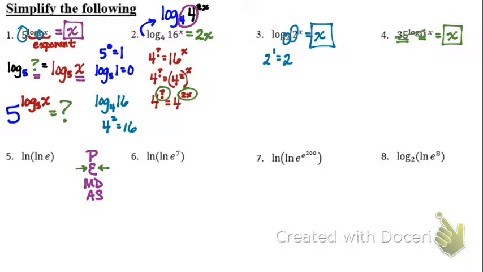Number 5, do I have parentheses? Yes. How does the natural log of e evaluate? It cancels out and becomes a 1, because this is saying e to what power gives me e. So that simplifies to a 1. So that's my argument. I still have that natural log on the outside.